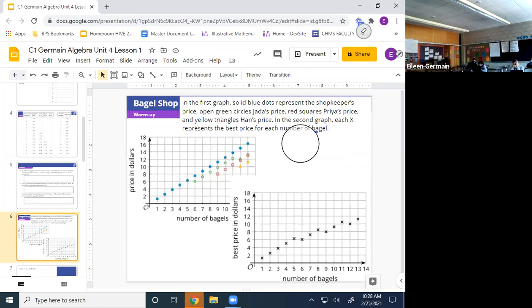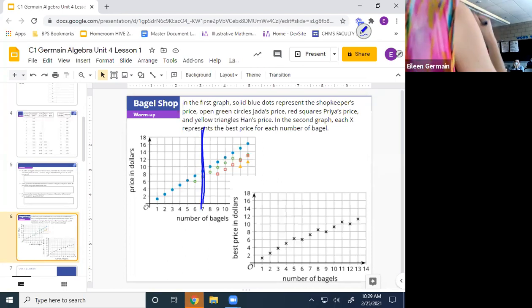So what if I were to say, if I were to look at 7 bagels, what do we notice about the outputs on the 7 bagels? There's 2 different outputs, right? And we can't say that we have a function if we have more than one output for each input, okay?